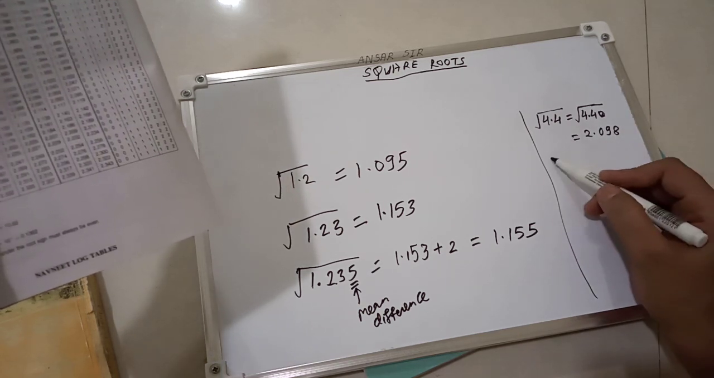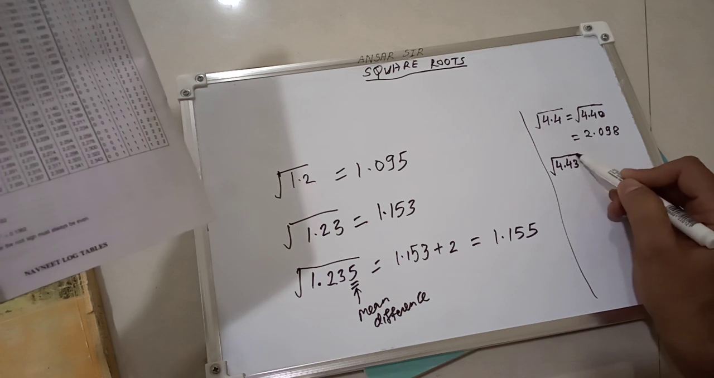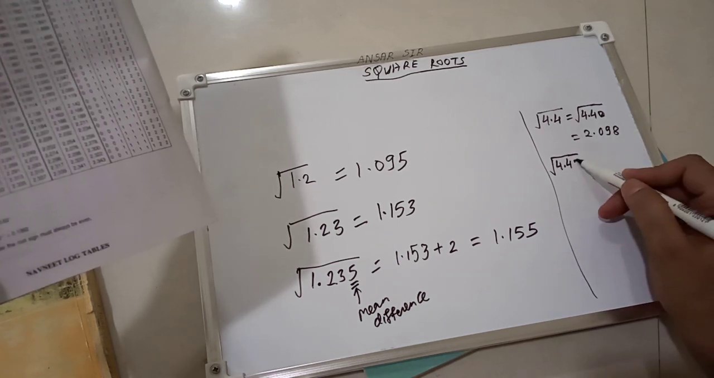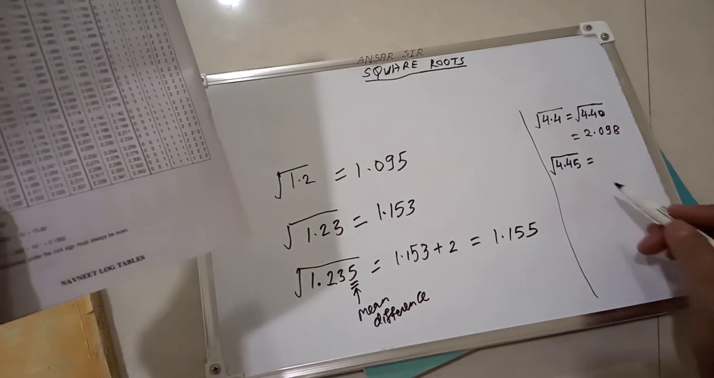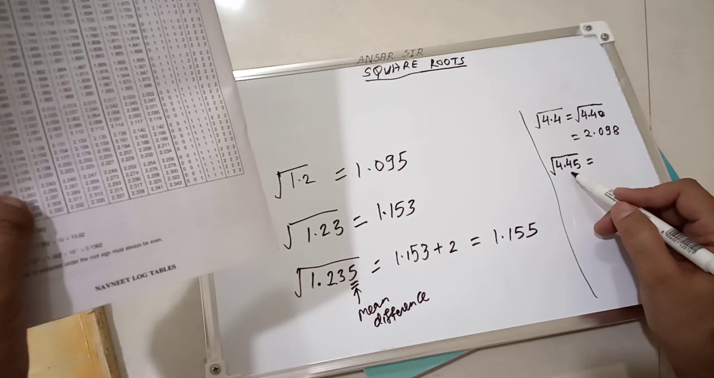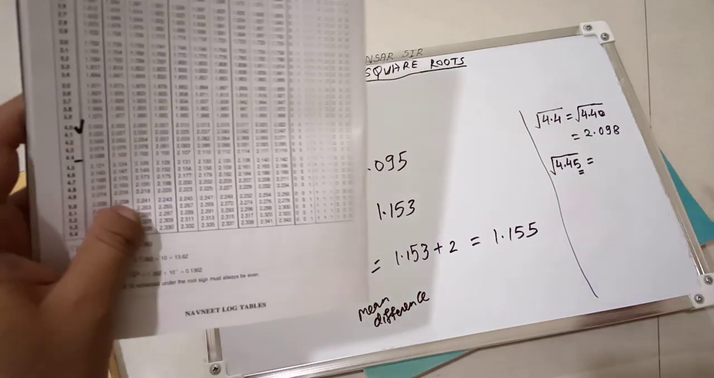Okay. Or suppose they give 4.43, or let it be 4.45. So what will we do? We will go to 4.4 and then we will find its value in 5. Let us see how.